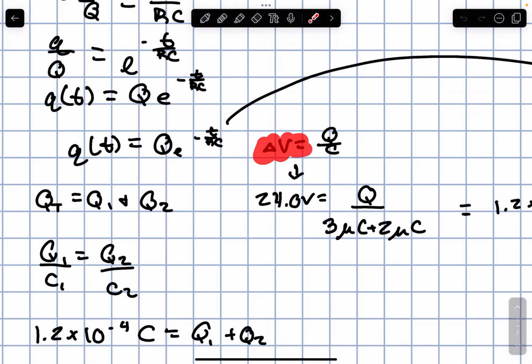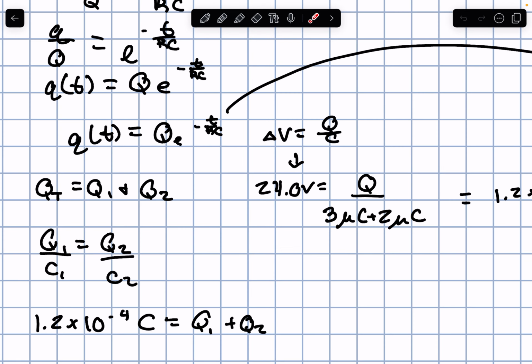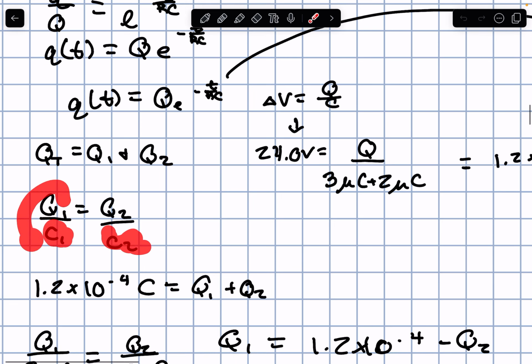Change in V equals Q over C, charge over capacitance. This is going to be a mess, I'm sorry. So the total charge equals charge 1 plus charge 2. We don't know charge 1 or charge 2, but you know what we do know? We know capacitor 1, capacitor 2. So we're going to do something with this.